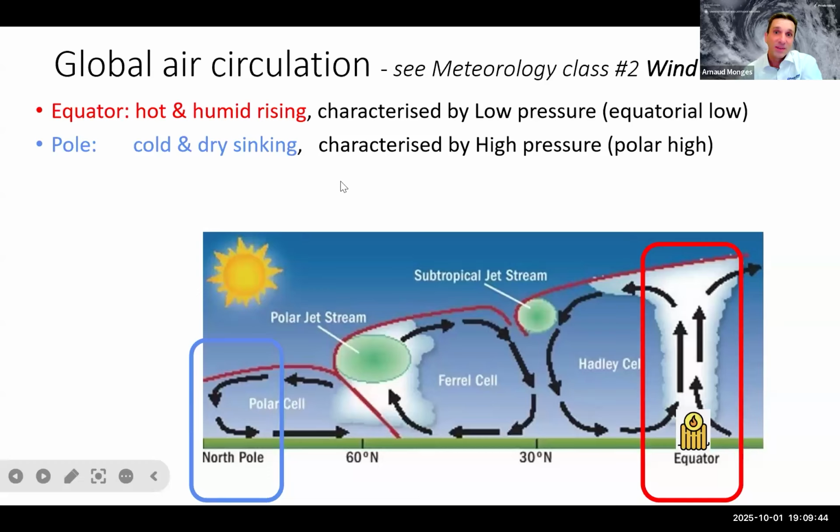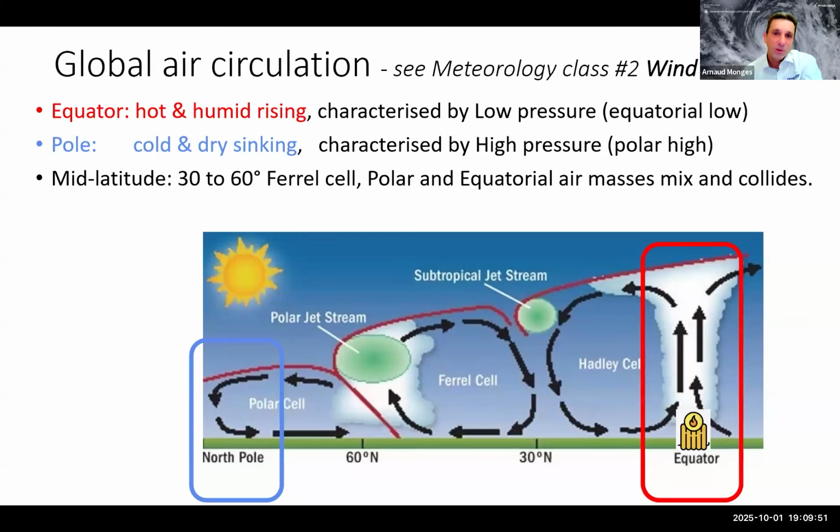And so you got this big cell, but of course, you got three cells because of the rotation of the Earth. What is interesting is what we have in the middle. In the middle, we have the mid-latitude between 30 degrees and 60 degrees. It's called the Ferrel cell. The name is not that important, but what is important is in this cell, we are mixing the polar air with the equatorial air. So the air mixing is going to collide and is going to make complex weather.